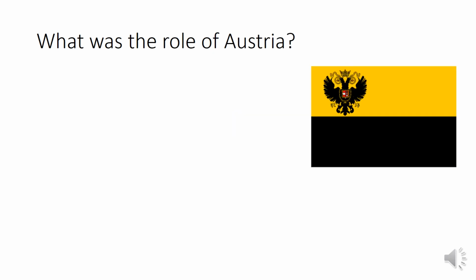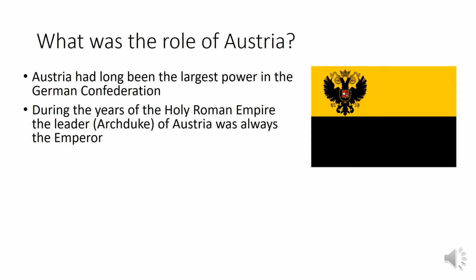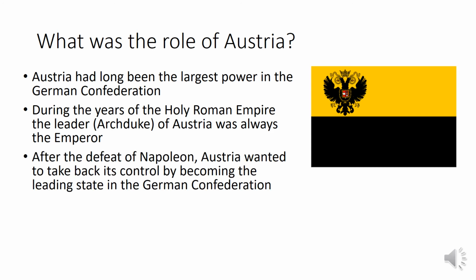Now let's have a closer look at Austria. So what was the role of Austria? Austria had long been the largest power in the German Confederation. During the years of the Holy Roman Empire, the leader, known as the Archduke of Austria, was always the emperor. So Austria had a long history of controlling this area, of being the main power in this area. And this is something they wanted to keep hold of.